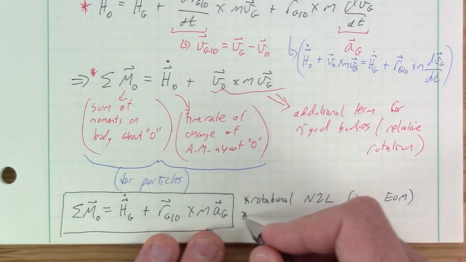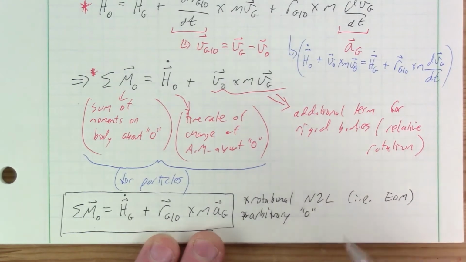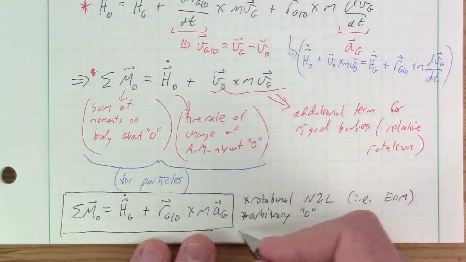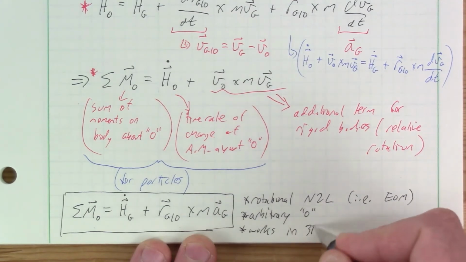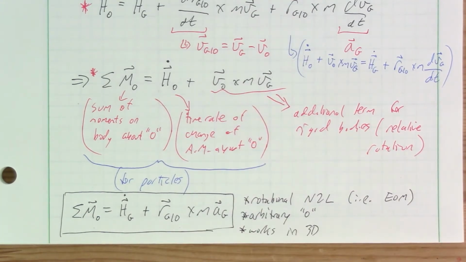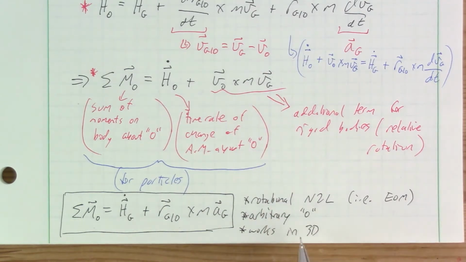We haven't assumed anything about point O, it's an arbitrary O, and this actually works in 3D. Okay? So, to wrap this up, we will talk about special cases and then get a form of this. Then again we'll have a big video next time doing examples of this long derivation here.